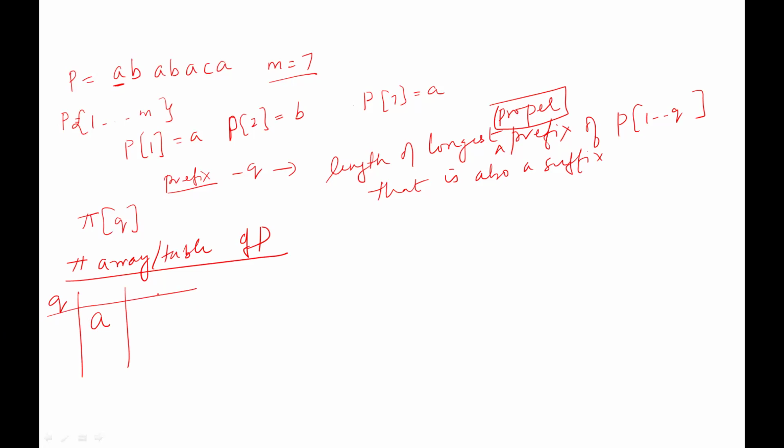If asked, you don't need to write in so much detail. You can just simply write it in a table format in this way, where you can see the value of Q, the value of P, and what pi of Q is. This way we can write. I'll show you the next example.